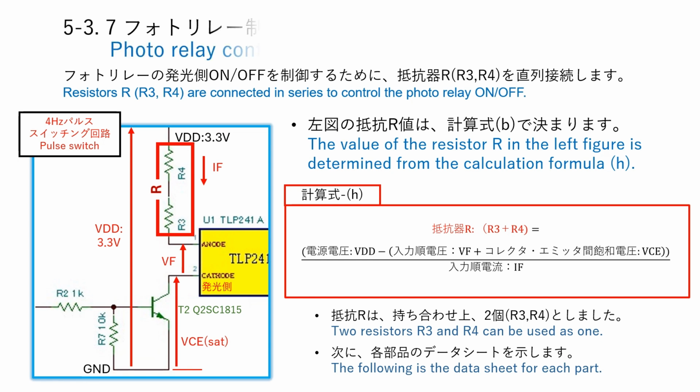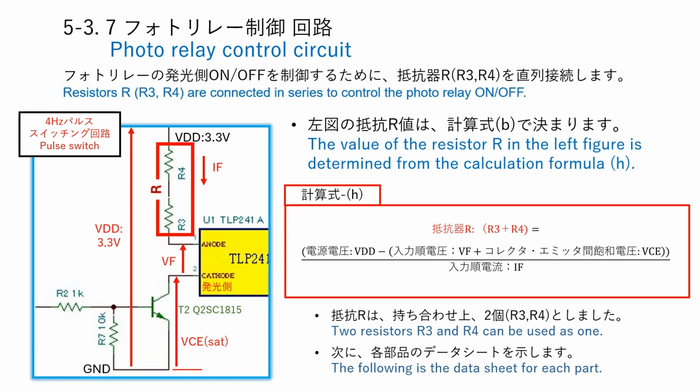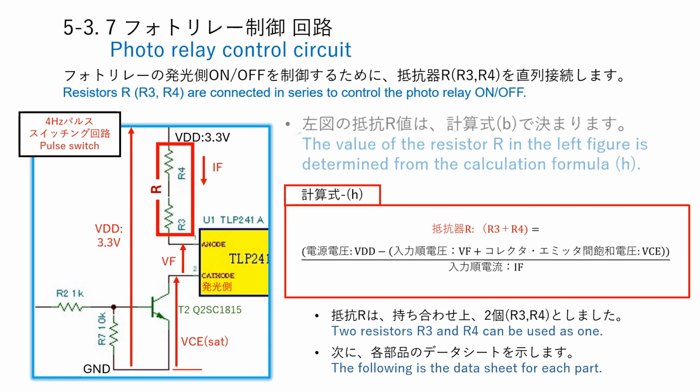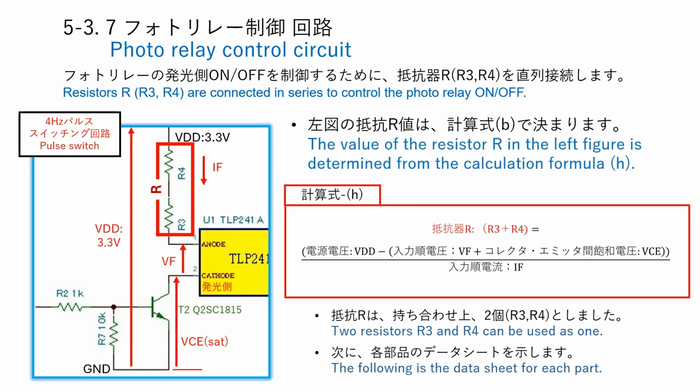5-3.7 Photo relay control circuit. Resistors R3, R4 are connected in series to control the photo relay on or off. The value of the resistor R in the left figure is determined from the calculation formula, H. Two resistors R3 and R4 can be used as one. Next, I will explain the part datasheet to determine the resistor values.